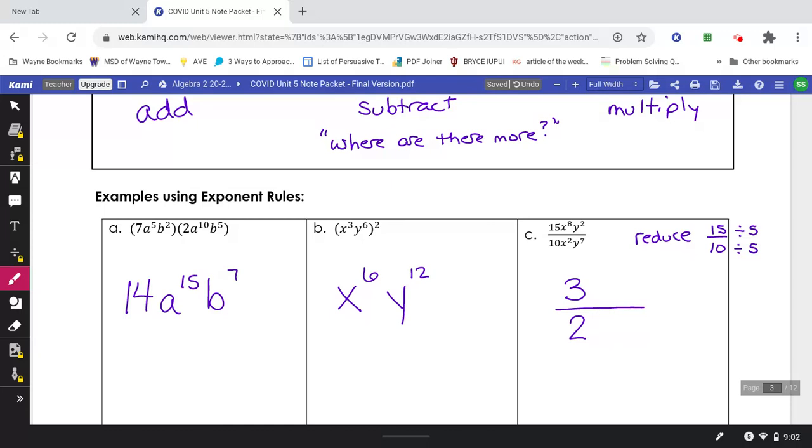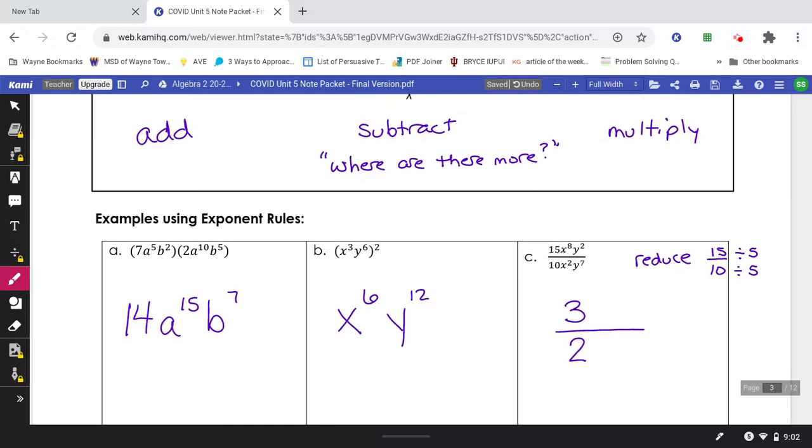Now, the next part here is going to be when we subtract or ask ourselves, where are there more? So what I do is I look at my x's and I say, where are there more? Well, there are more at the top. So I put the x at the top. And then I say, how many more? I have 8 at the top compared to 2 at the bottom. That would give me 6 more at the top.